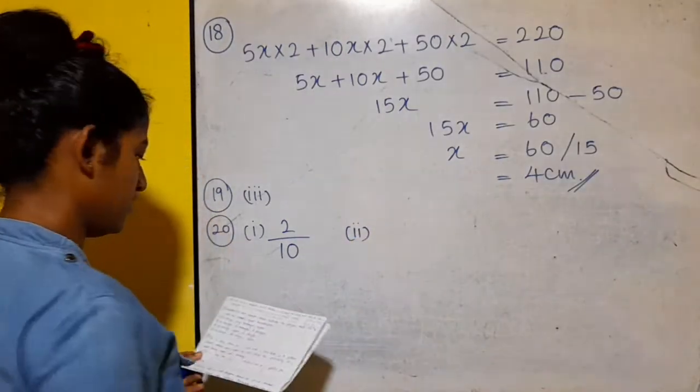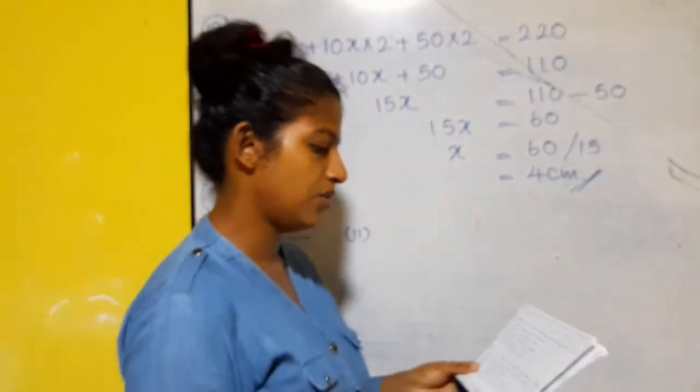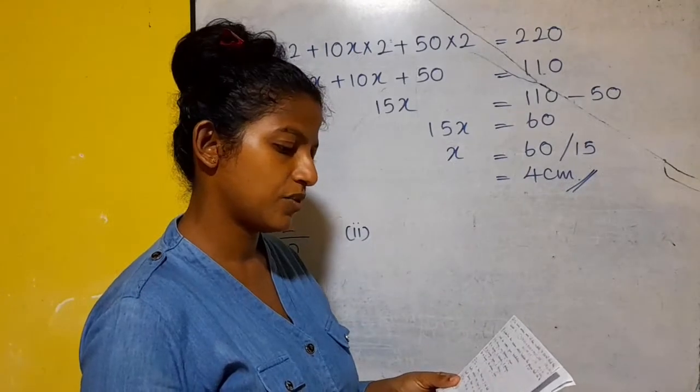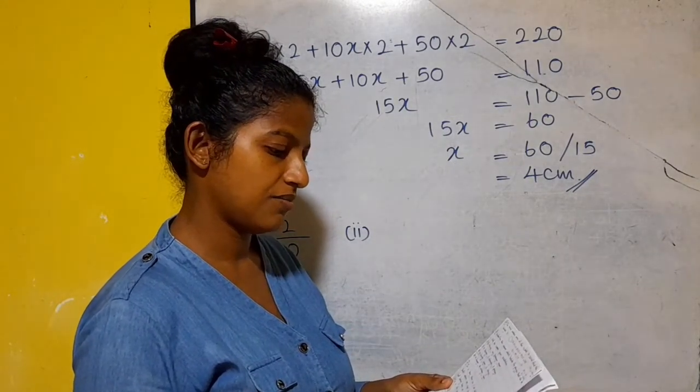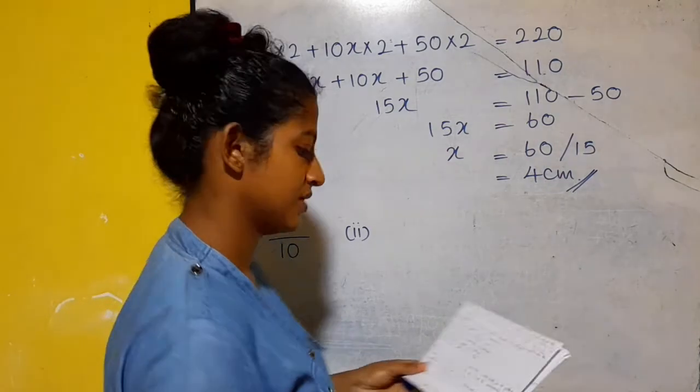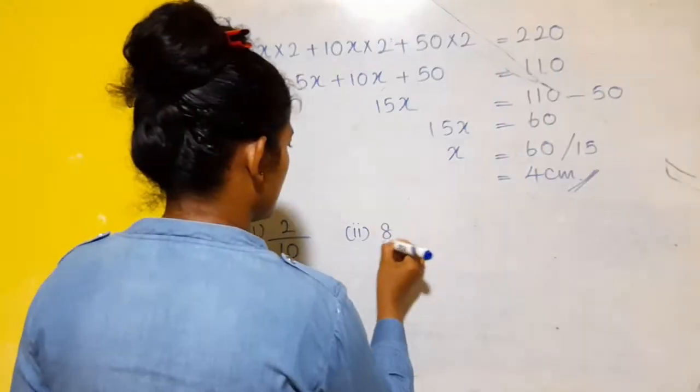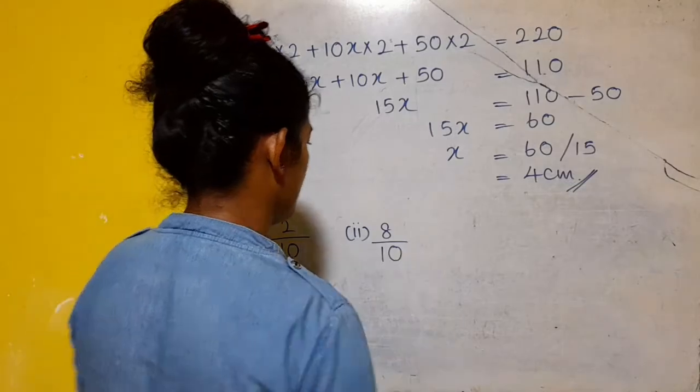Then the second one is a red or a yellow one. There are 3 red balls, then 5 yellow balls. The sum is 8. So 8 over 10 is the answer here.